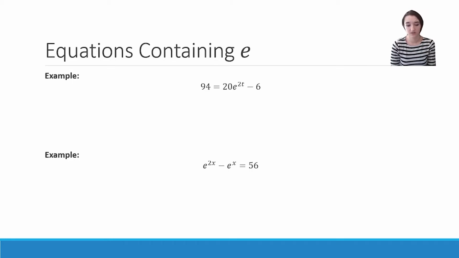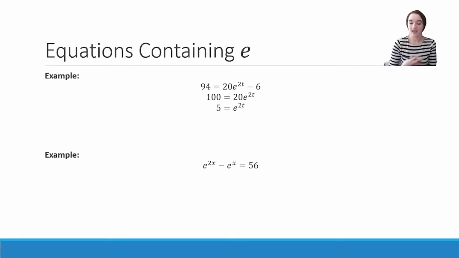So for example, if we have 94 equal to 20 e to the power of 2t minus 6, and we're trying to solve for t, we first apply basic algebra by adding 6 and then dividing by 20. So I add 6, I divide by 20, so I get 5 equals e to the 2t. I'm isolating my e here.